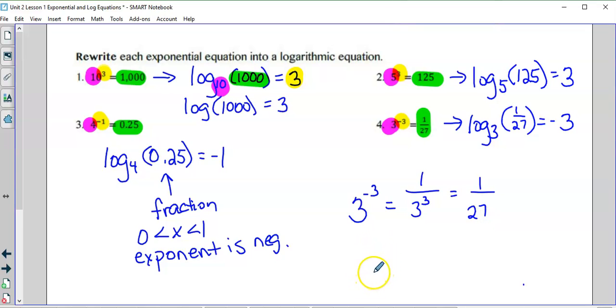I also want to call to your attention that anything to the 0 power is going to be 1. So if you have like 6 to the 0 power, I think we have an example of this. 6 to the 0 power is 1. 8 to the 0 power would equal 1. X to the 0 power equals 1. Anything to the 0 power is always going to be 1.